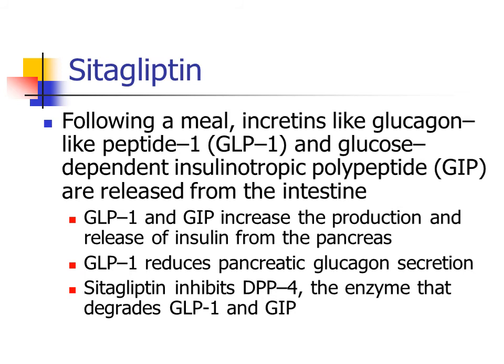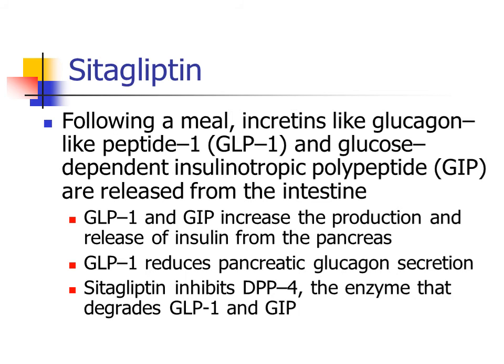So food triggers release of GLP-1 and GIP from the intestine. Those two agents then increase the production and release of insulin from the pancreas. And GLP-1 also reduces pancreatic glucagon secretion. So what sitagliptin does is inhibit the enzyme DPP-4 that degrades GLP-1 and GIP. So you essentially have GLP-1 and GIP circulating for longer periods of time and not getting broken down by their metabolic enzyme. So you have the results of their actions longer.